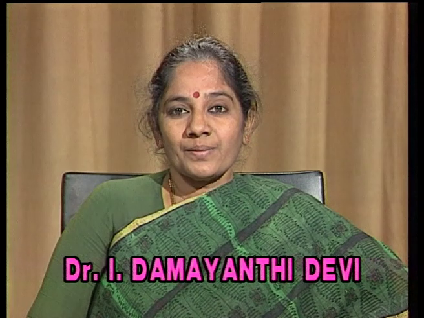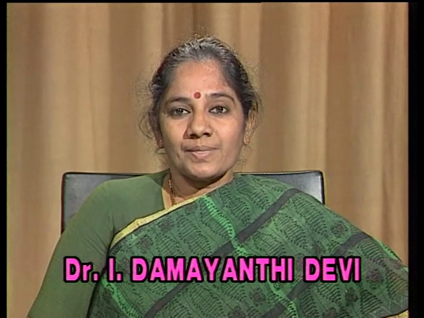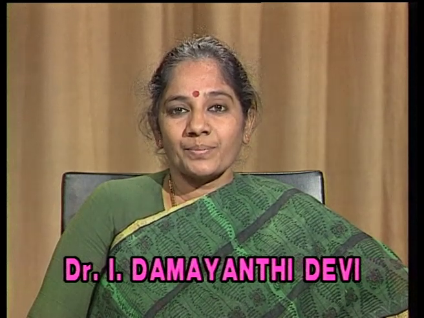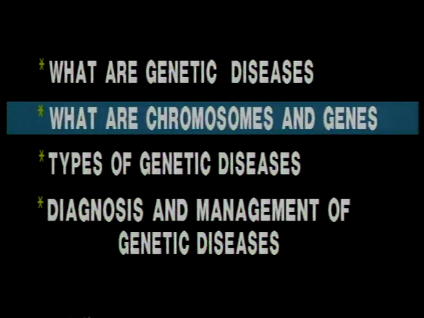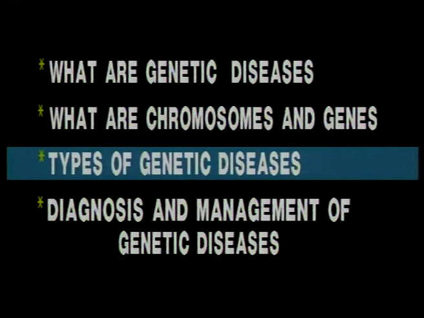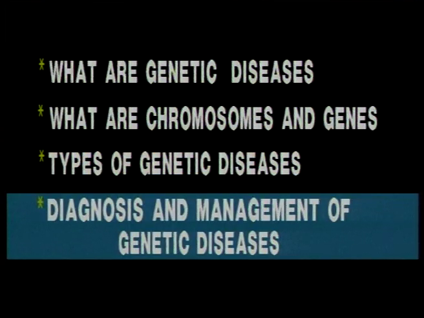This program is to catalog some of the interesting inheritable disorders of human beings. This topic you will find in course 3 of the BSc Zoology program. By the end of this lesson, you will be able to understand what genetic diseases are, what chromosomes and genes are, and how many types of genetic diseases there are, and the diagnosis and management of genetic diseases.